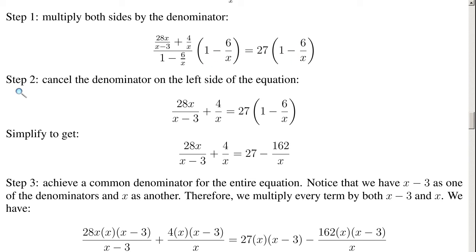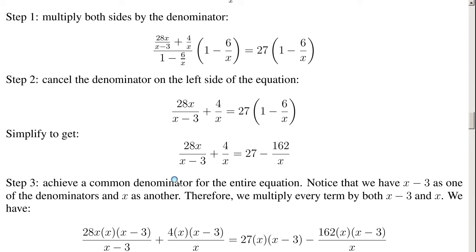And then, of course, step 2, cancel the denominator on the left side of the equation. So this over here cancels with this, and we're just left with what's on top over here. So we have 28x over x minus 3 plus 4 over x. And on the right side of the equation, we just have the same thing as before.